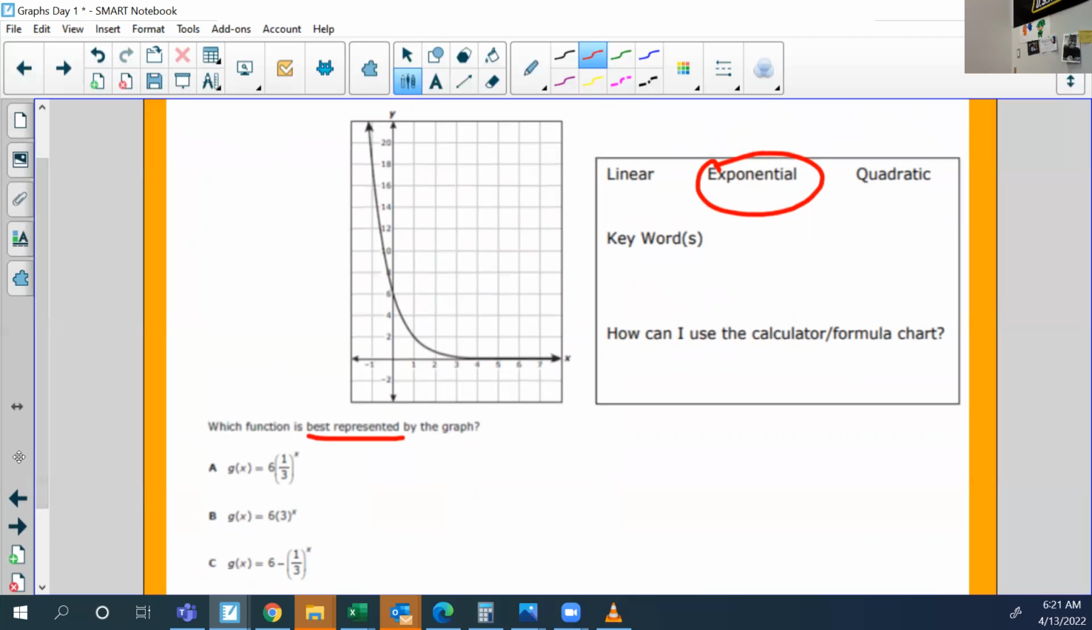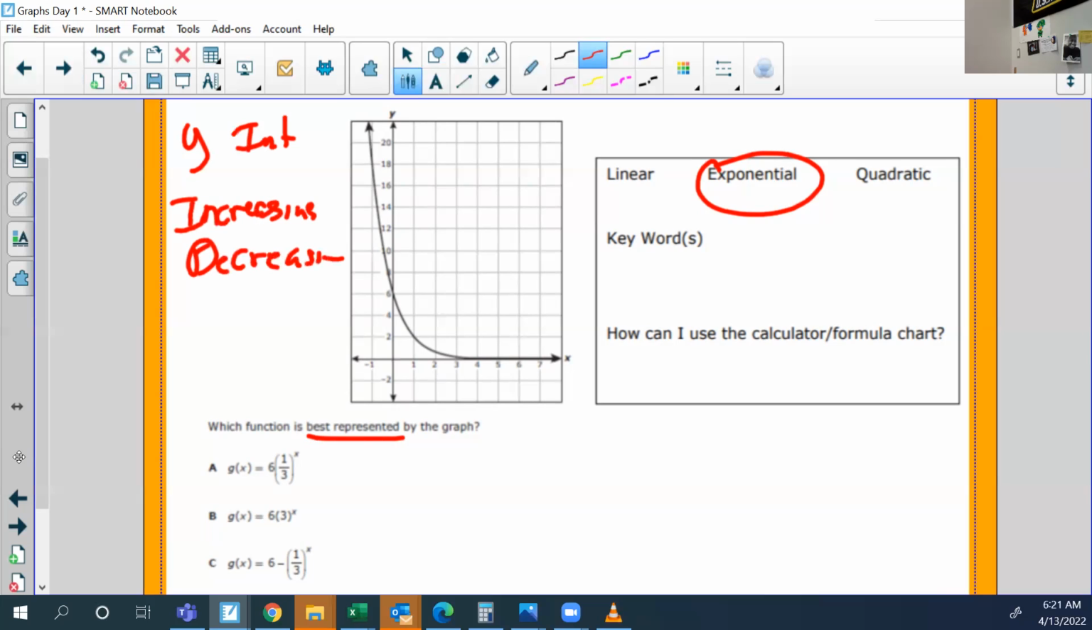Look at the graph. Just like in linear graphs, you want to know if the slope is positive or negative, what the x-intercept and y-intercept are. Whenever they give you an exponential, the key things I want you to look at are: What is the y-intercept? Is it increasing or decreasing? That's a big difference.